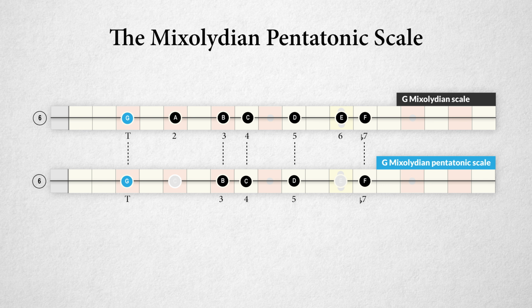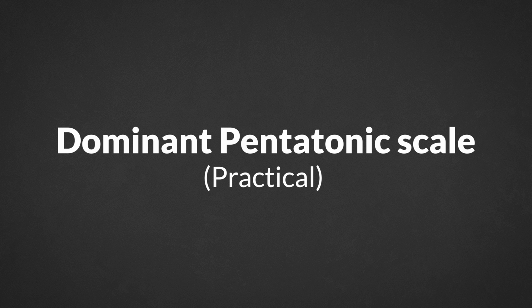Now, you could also see the Mixolydian pentatonic scale as a 5-note version of the Mixolydian scale, where the 2nd and 6th degree are omitted. Now let's look a little closer at the dominant pentatonic scale. This dominant pentatonic scale can be played over dominant 7, dominant 9, and even over altered chords.